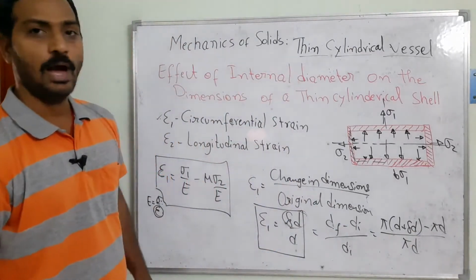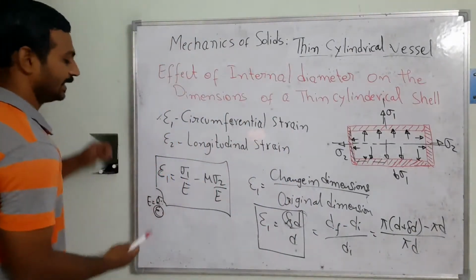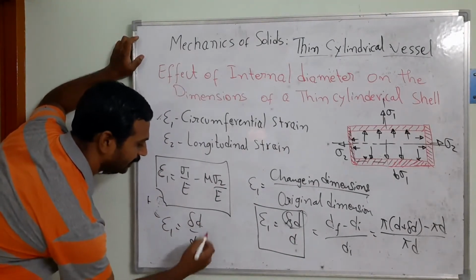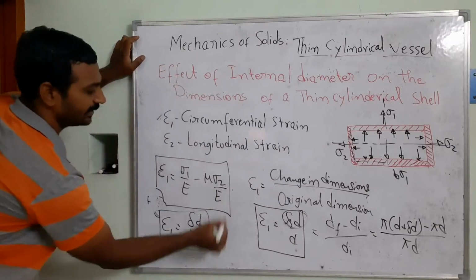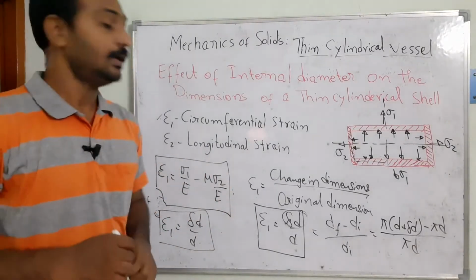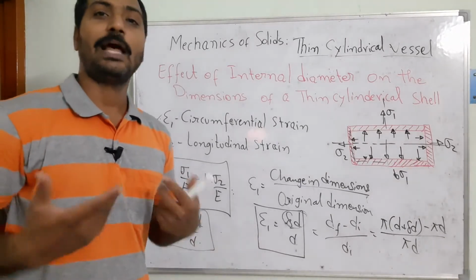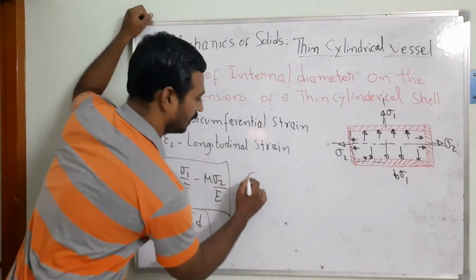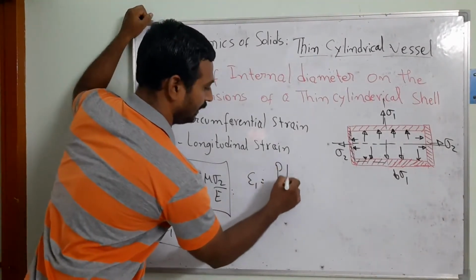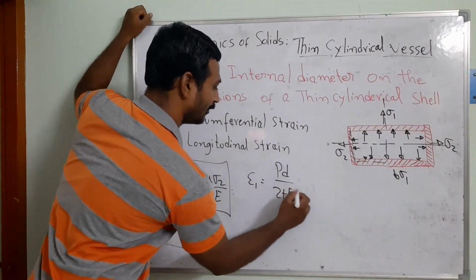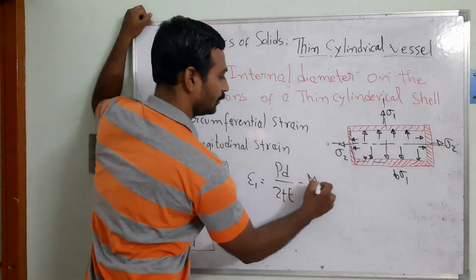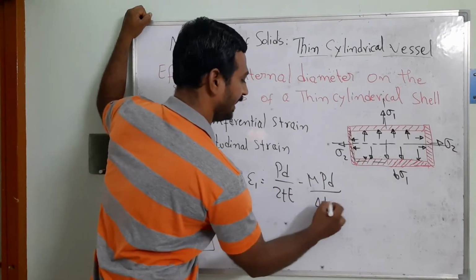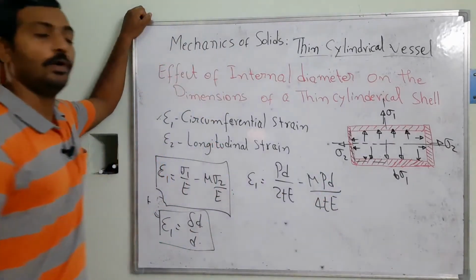Now what I am going to do is equate this one with these equations. So epsilon is equal to del D by D, I got it. I am going to equate these two, then I will find the strain in terms of the pressure and the diameter of the component. So if I simplify this equation, epsilon 1 is equal to Pd by 2Te, I got it, minus mu into Pd by 4Te, I am getting. So this is the equation.